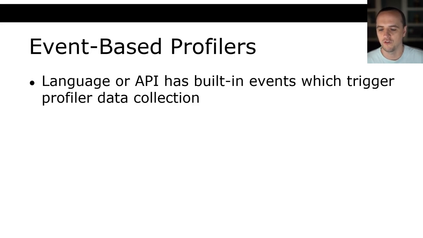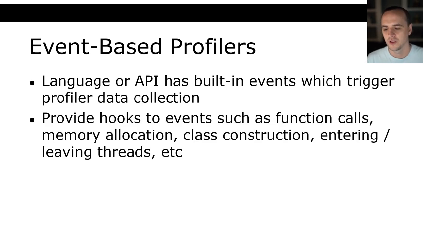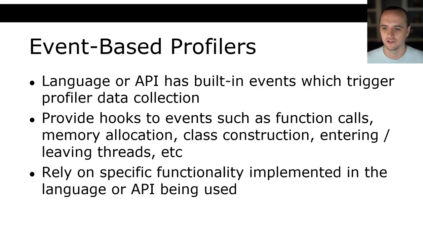An event-based profiler would come with a specific language or a specific API for a language that has built-in events which trigger profiler data collection. So for example, the API for your event-based profiler might provide hooks to events like function calls, memory allocation, class construction, entering or leaving threads, so important events that may happen in your code. However, event-based profilers rely on specific functionality that's implemented either by the language or by the API.